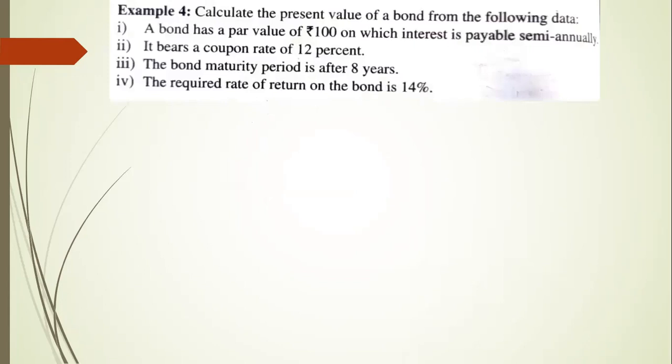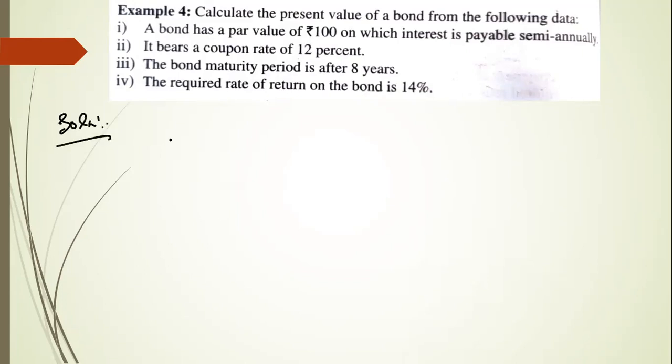Okay, so here, calculate the present value of the bond from the following data. A bond has a par value of rupees 100 on which interest is payable semi-annually. In the last two problems we were paying interest annually, and here we have to pay semi-annually, and we have to use a different formula here. It bears a coupon rate of 12%, and the bond maturity period is after 8 years. The required rate of return on the bond is 14%. So let's solve the problem.